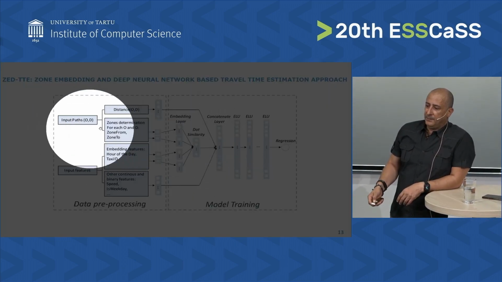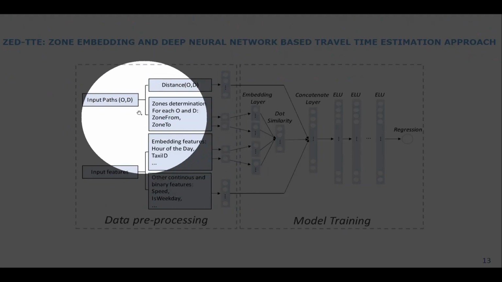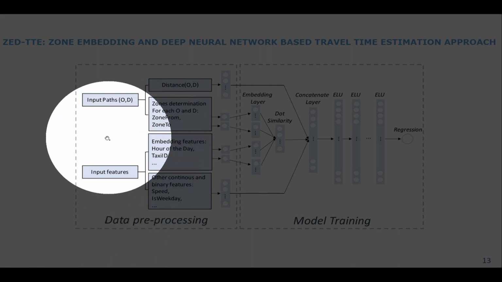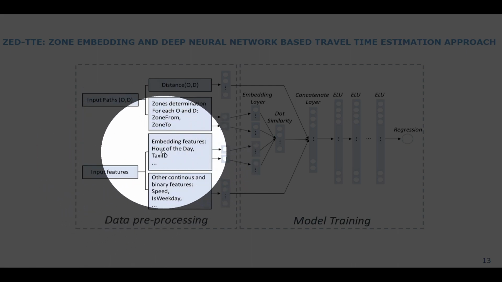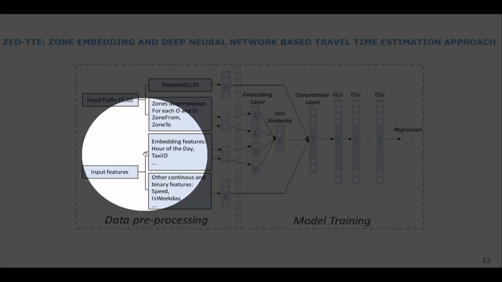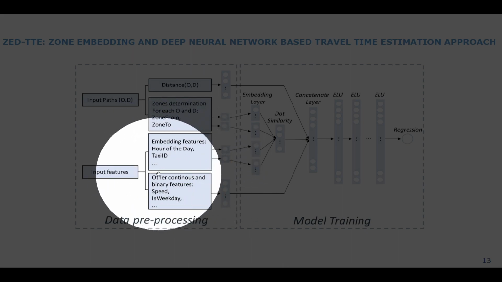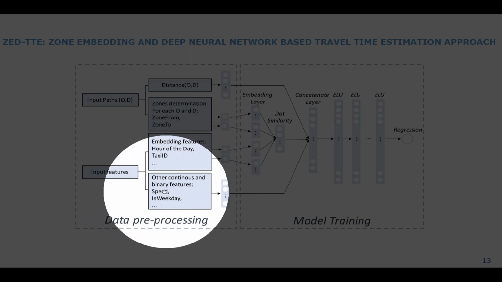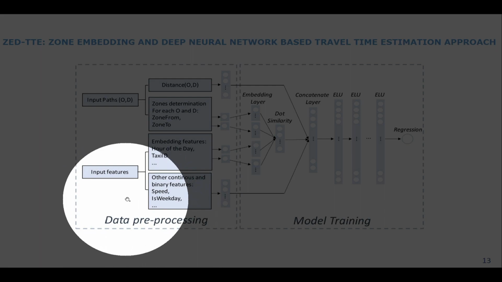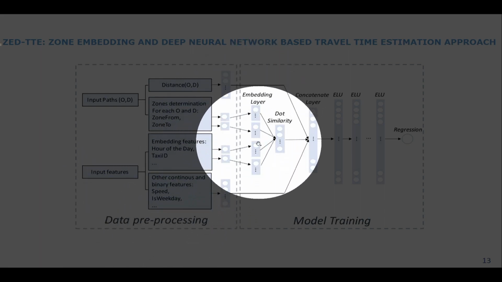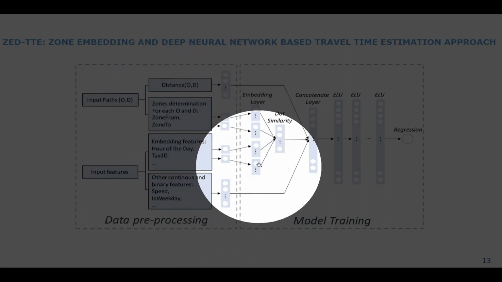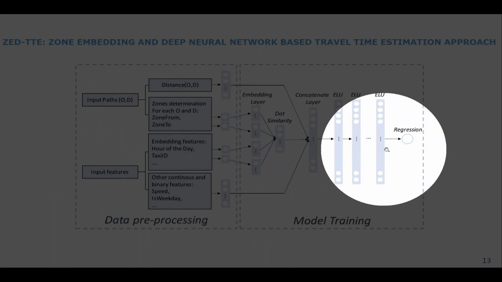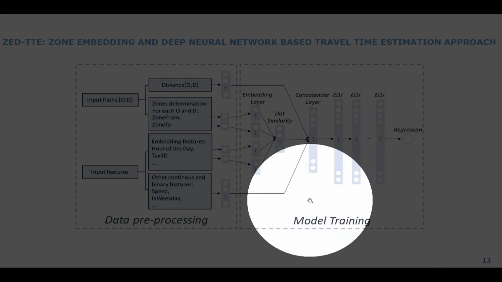So we were inputting this origin destination matrix, and then we are also adding these input features, which are the embedding features, hours of the day, taxi ID. So the data was the taxi data set. And other continuous binary features, speed, is it a weekday, and so on. So all of this data is input to the computing layer, and then we are concatenating, finding the regression for the model training.